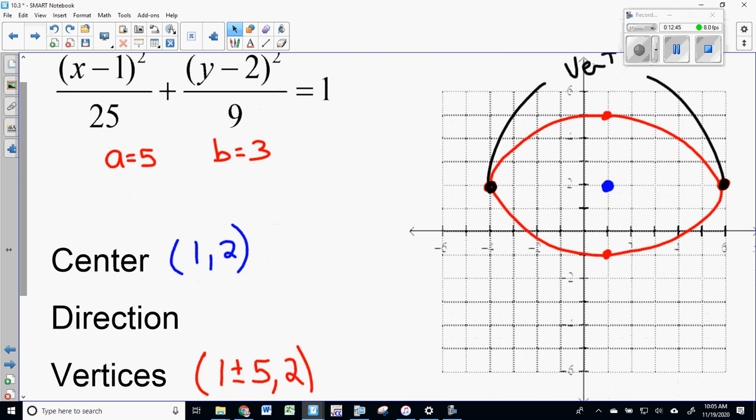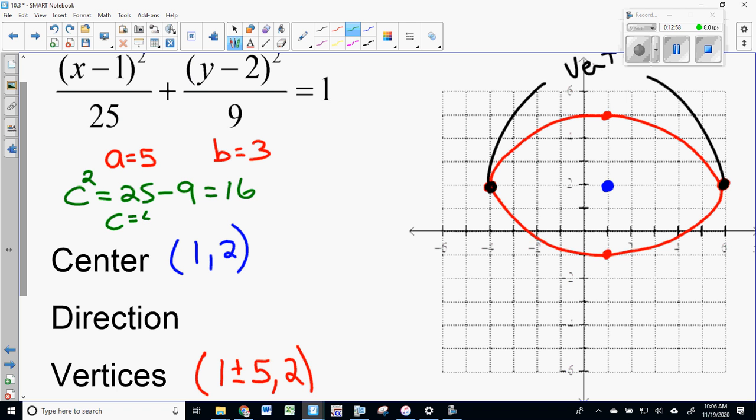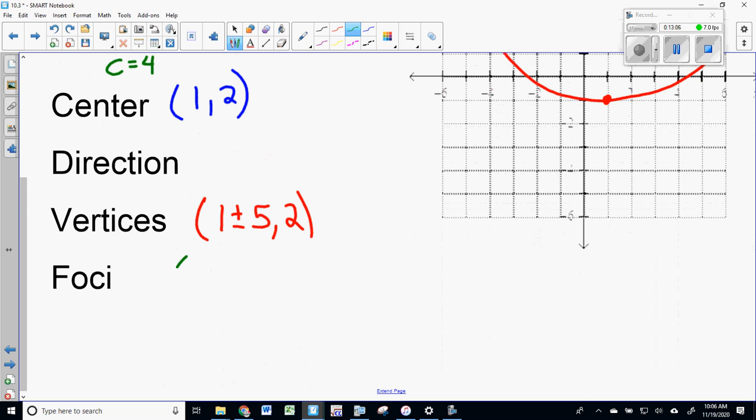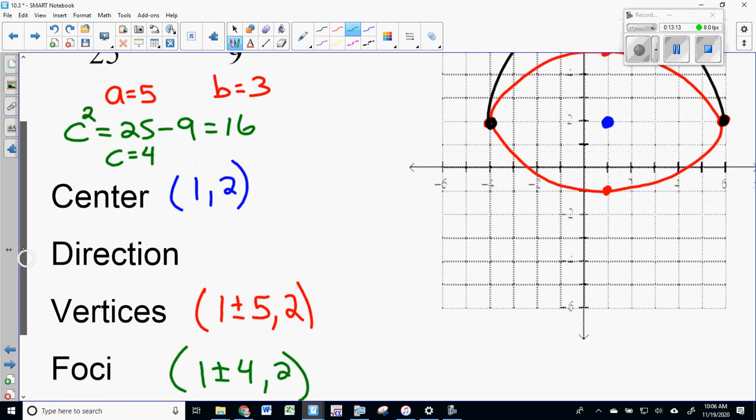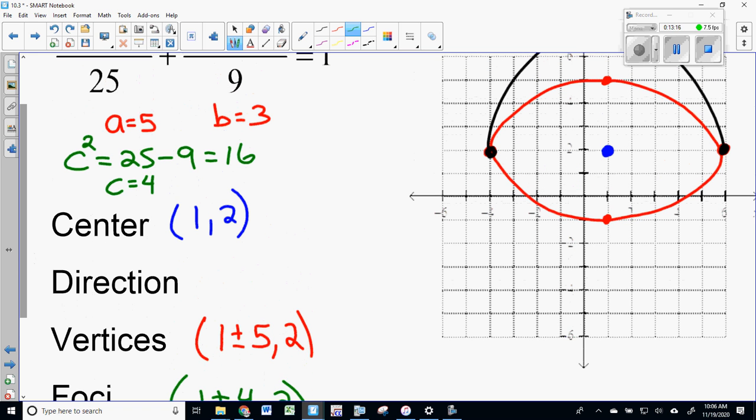So we found A and B. Now we need to find what C is. C squared is A squared minus B squared. So C is 4. That means our foci are 1 plus or minus 4, 2. And notice where they are out in the graph. I'm now going to go 4: 1, 2, 3, 4. One's going to be there.